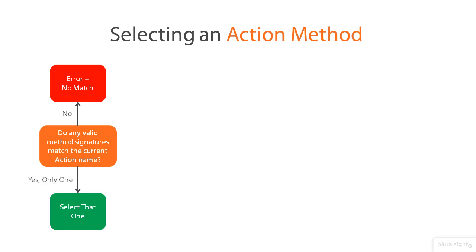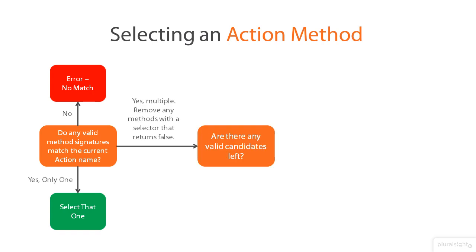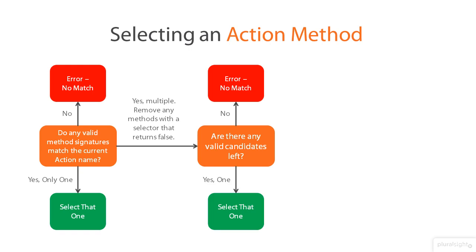Where things get interesting is if there are multiple qualified methods to handle a request. If this is the case, the action invoker checks if any of the methods have action selectors associated with them. If any do, it evaluates the selectors and disqualifies any methods where one of the selectors returns false. Now the action invoker has to make a decision based on the remaining candidates. If there are no matches left, it throws an error again. If only one is left, that method gets selected.